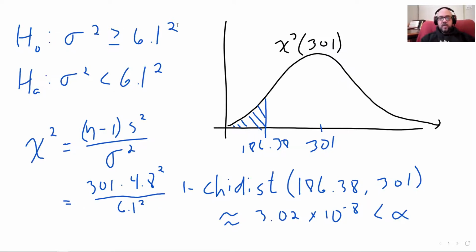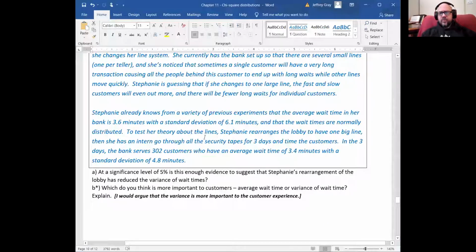So let me head on back to the worksheet here because I want to make a quick point. Which do you think is more important to customers, average wait time or variance of wait times? I actually think it's variance. I know I put that in a note here, but let me explain. I actually think it's variance of wait times.